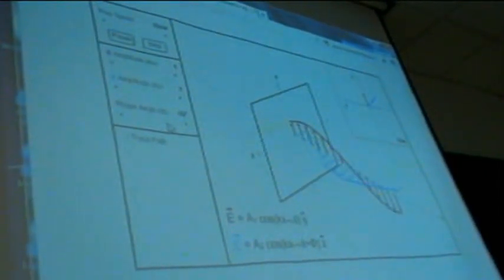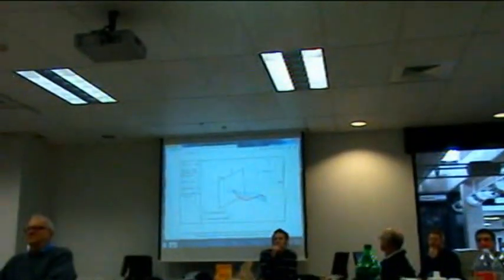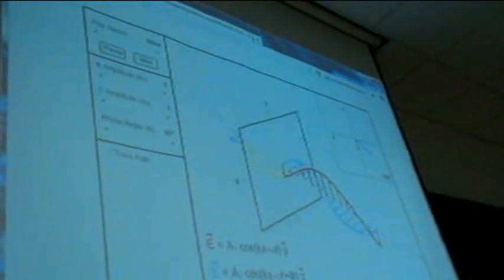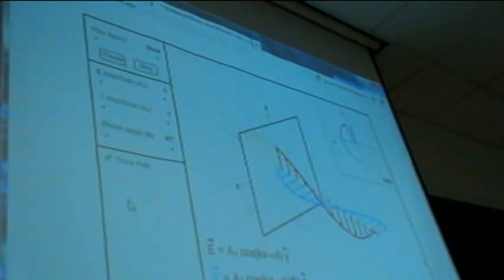Now, if I offset the angle of one of those orthogonal solutions of that plane wave by, say, 90 degrees, then you can see that they go out of phase, and the superposition now moves in a circle. And you can turn on the thing called trace path, so you can see that this is what we mean when we talk about circular polarization, for example.